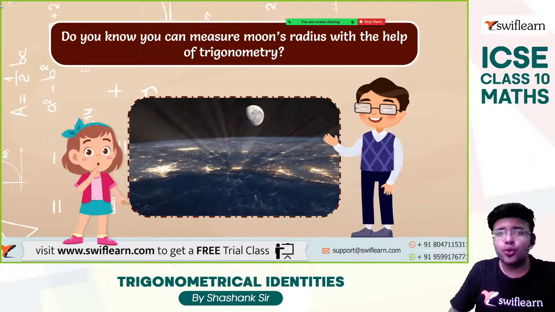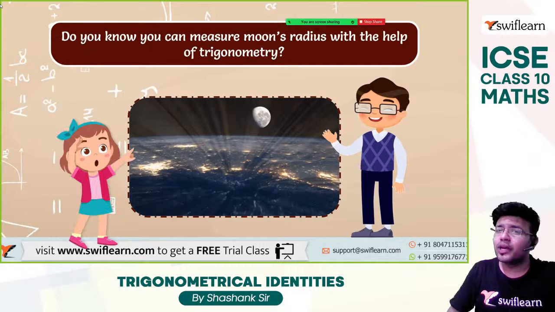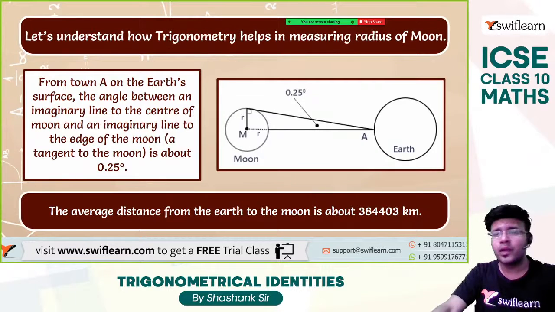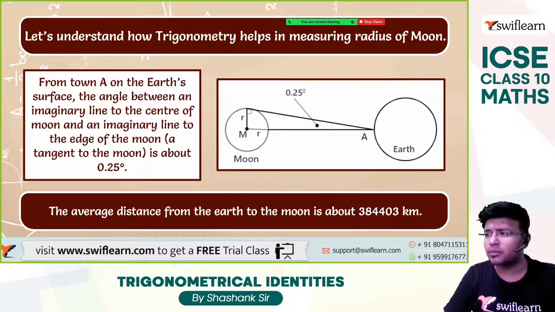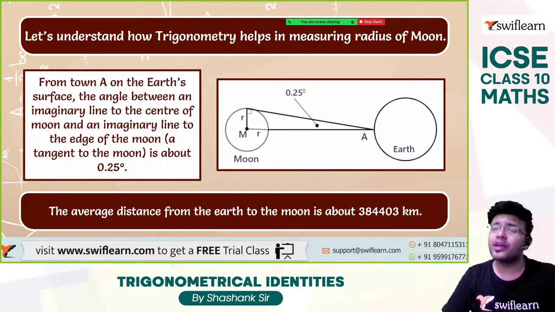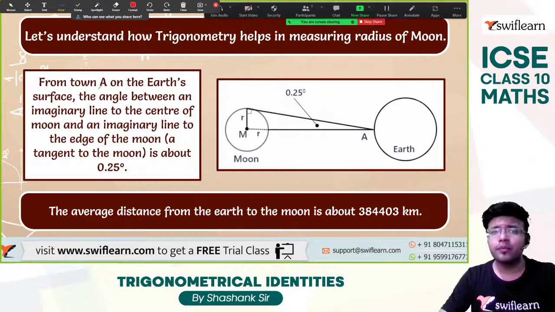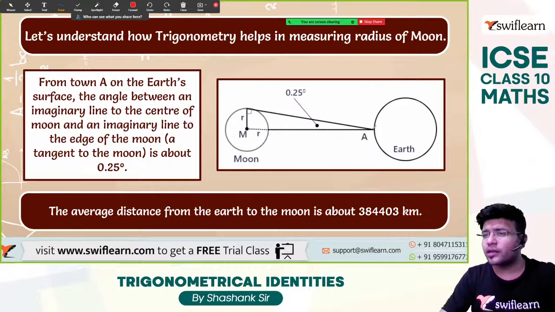Okay, so do you know you can measure the moon's radius with the help of trigonometry? You may ask me, sir, how do we do that? This is not an accurate method, but yes, you can definitely get a rough estimate. Let's understand how trigonometry helps us measure the radius of the moon. Now, let's take a point on Earth. Okay, now see this diagram.